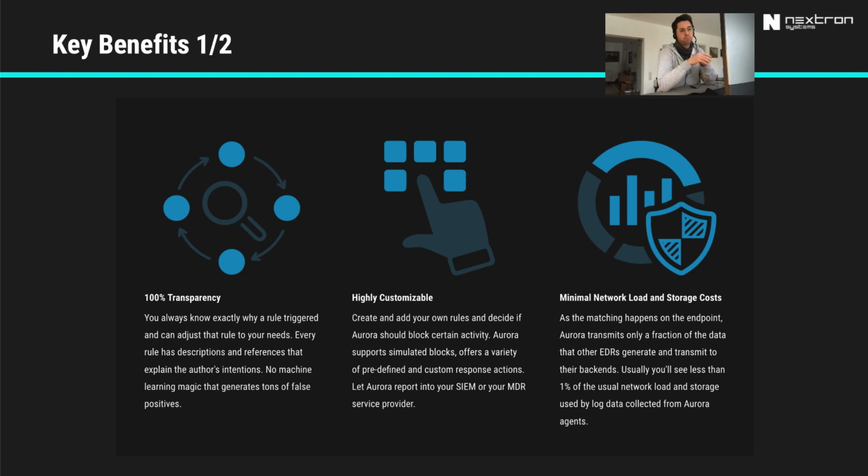Yeah, the minimal network load and storage costs. As I said, we would only generate events when a Sigma rule triggers, so you would have only a few events. It's perfect for remote locations with connections with low network bandwidth, for example, because you wouldn't have to transport gigabytes of data over that channel. You only would have to transport a few kilobytes per day of the events generated by Aurora. It could help you save a lot of network load and storage costs.